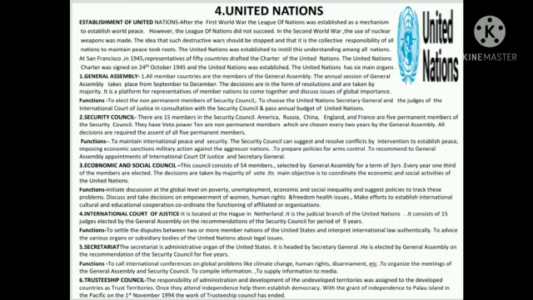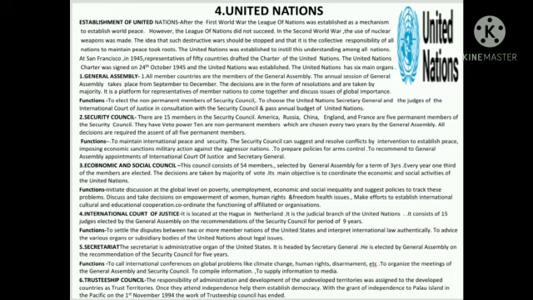The next main organ is International Court of Justice, which is located at The Hague in Netherlands. It is the judicial branch of the United Nations, which consisted of 15 judges elected by the General Assembly on the recommendations of the Security Council for a period of 9 years. The main functions include to settle down the disputes between 2 or more member nations of the United Nations, to interpret international law authentically, and to advise the various organs of the United Nations about legal issues.